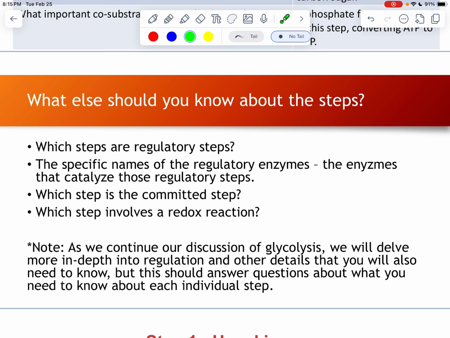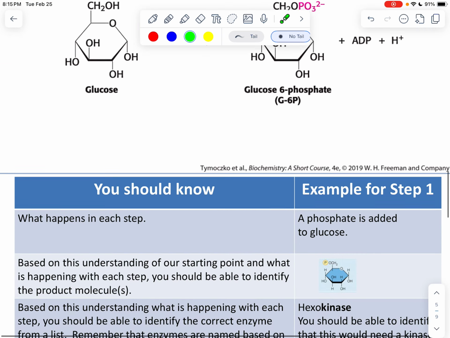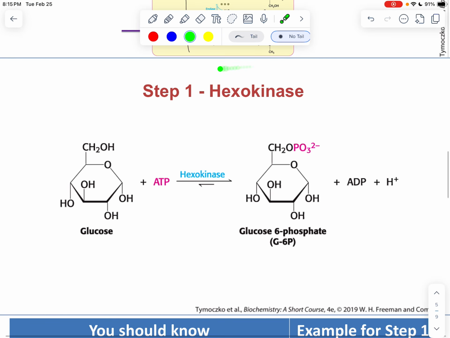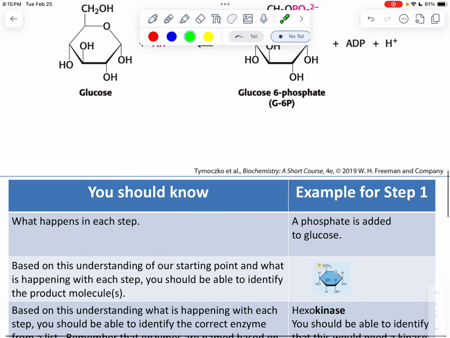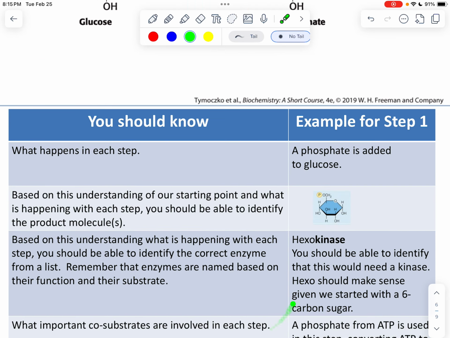Now, I'll note that as we go on and continue our discussion, we're going to talk much more in depth about regulation and some other details that you'll also need to know. But looking at what we've learned so far and looking at those individual reactions that we looked at in the last video, these are the types of things I expect you to know about those.